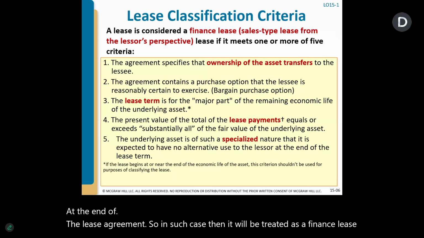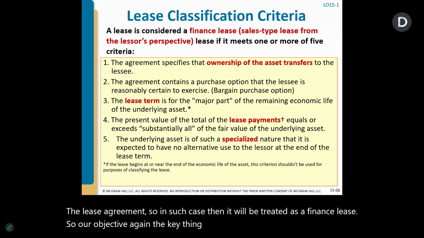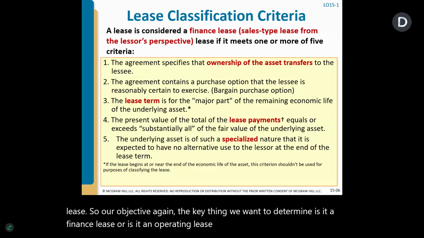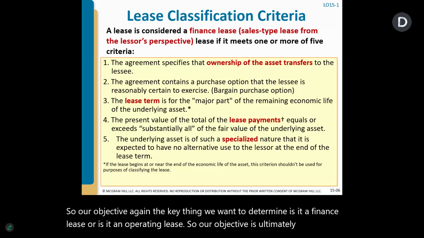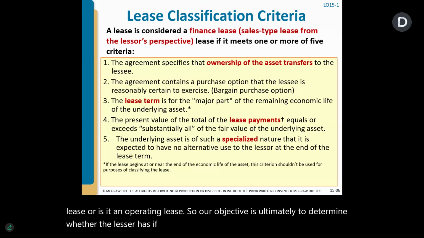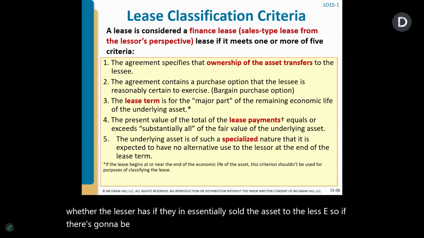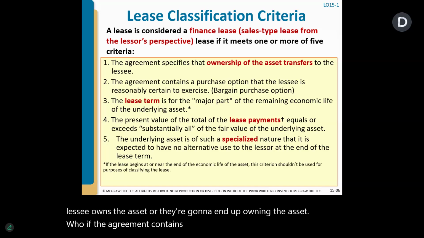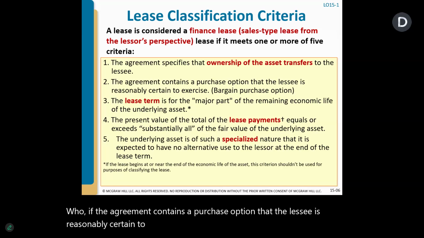So our objective, again, the key thing we want to determine is whether it is a finance lease or an operating lease. Ultimately we want to determine whether the lessor has essentially sold the asset to the lessee. So if there's going to be a passing of the legal title, then obviously the lessee owns the asset, or they're going to end up owning the asset. Two, if the agreement contains a purchase option that the lessee is reasonably certain to exercise. This is called a bargain purchase option.